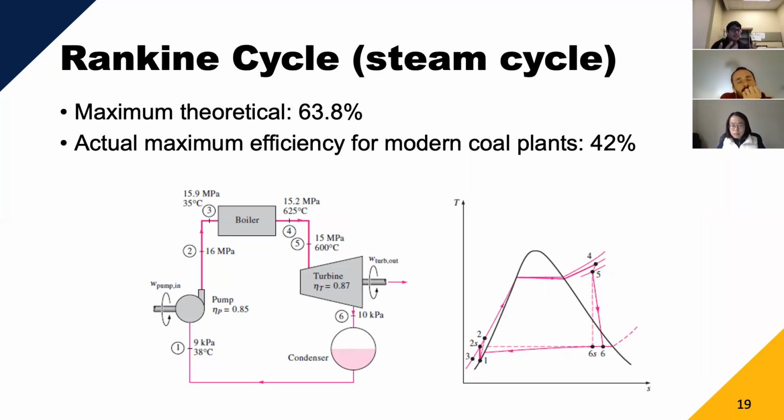So a steam cycle works in this diagram. This is a Rankine cycle. The maximum theoretical efficiency you get out of it is about 60%. In reality, the most you could get out of a modern-day coal plant, which operates in a steam cycle, is about 40%, and that's really at the absolute maximum.